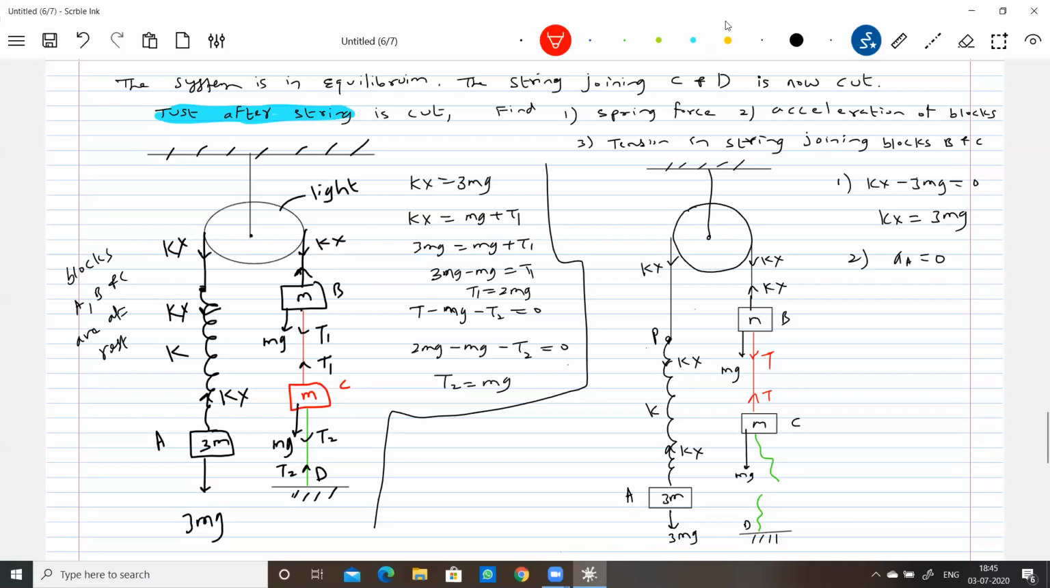Look at this T1. Earlier tension was balancing mg and T2. Look at block C. T1 was balancing mg and T2. Now suddenly when this string is cut, what's happened to this tension? Will it change or will it be as it is? It will change. You may not accept all this.